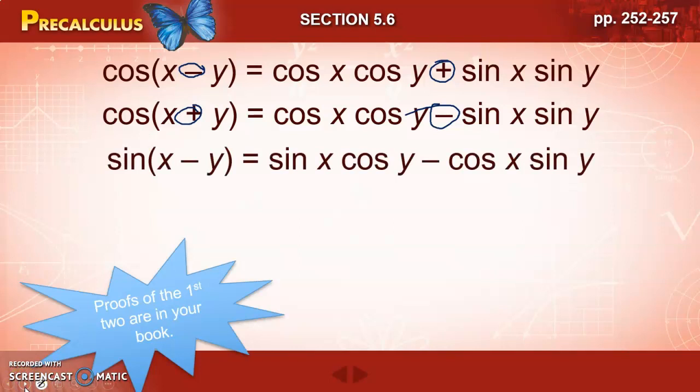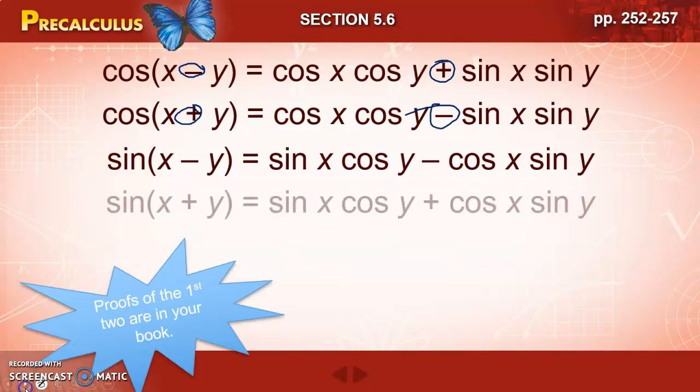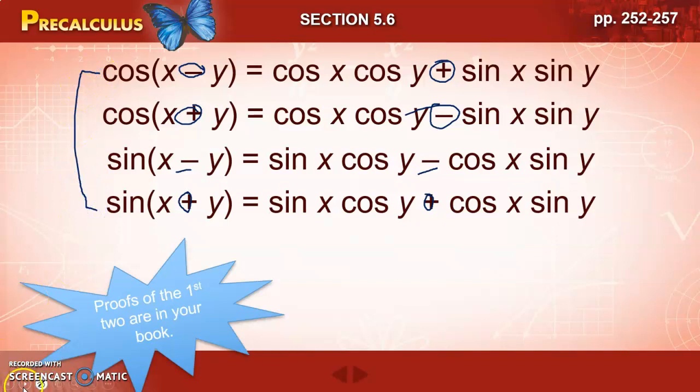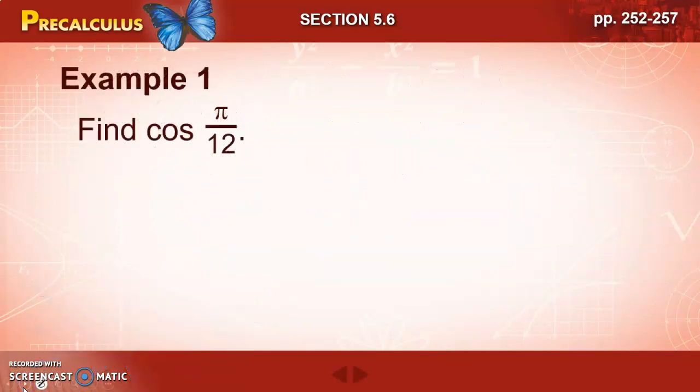The sine difference identity is sine x cosine y minus cosine x sine y. And the sum identity for sine is sine x cosine y plus cosine x sine y. So please notice that when you're talking about your sine sum and difference identities, the operation symbol, plus or minus, does match. So these are the 4 sum and difference identities that you need to be familiar with. So let's put some numbers in here and practice this.